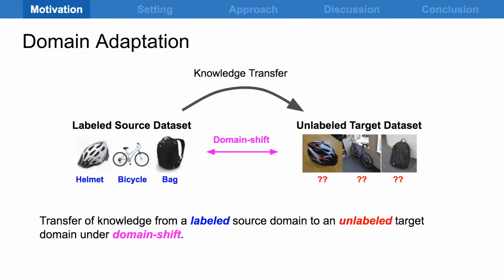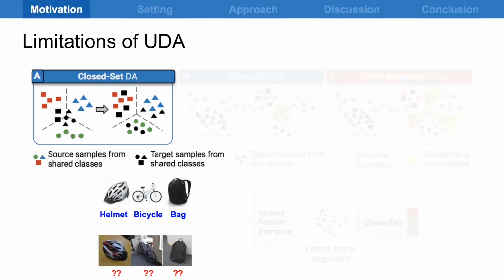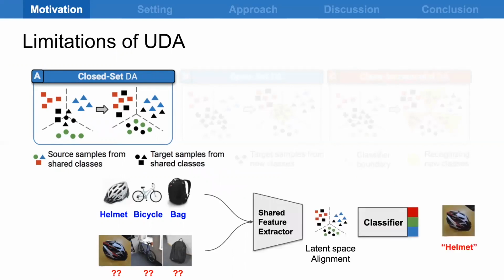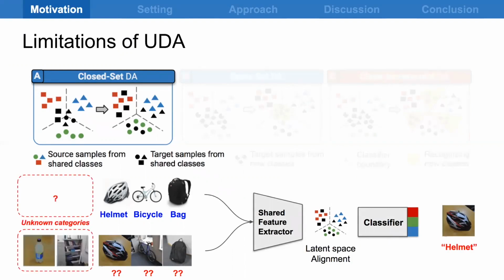Therefore, unsupervised domain adaptation methods have been proposed, where a labeled source dataset is used along with unlabeled target samples to adapt the model for the target domain. Most commonly, closed-set domain adaptation methods assume that the source and the target domains share the same categories. They adapt the source-trained model by aligning latent representations between the two domains. Thus, the source classifier can be reused for the target domain.